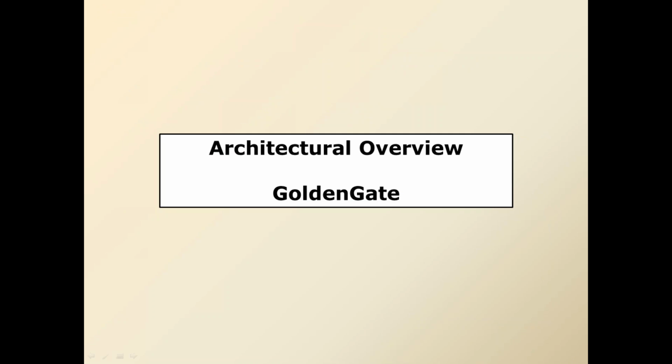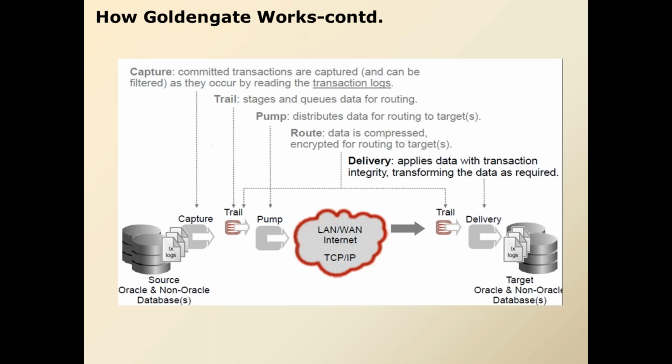So let us now discuss the architecture of Oracle GoldenGate. Like any other tool, the architecture of GoldenGate is very important. Just like your database architecture is very important, in the same way the architecture of GoldenGate is also very important. So you have a source database and a target database. Your source database could be Oracle or non-Oracle. Target could be Oracle or non-Oracle.